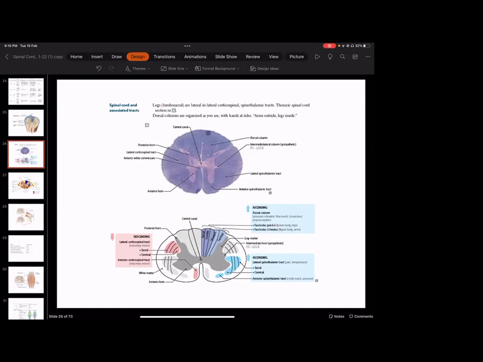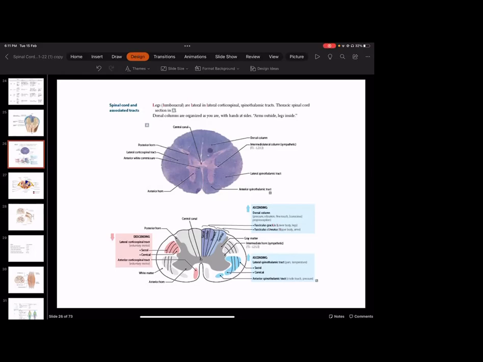Now on the outside over here, you have the white matter, okay? In the back, you'll have the dorsal column. The dorsal column is going to be basically for your pressure, your vibration, your fine touch, and you have your proprioception in the dorsal column, okay? Over here, and then you have your lateral column.